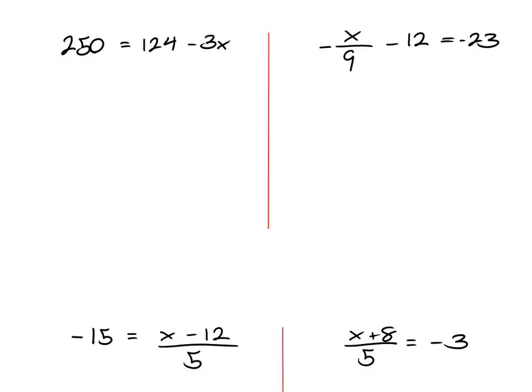And then you have a few more to do. And as you can see, they get a little bit more involved here. They certainly do. 250 is equal to 124 minus 3x. Do you start with this 124? Or do you start with this minus 3? Negative x divided by 9 minus 12 is equal to negative 23. Do you start with this negative 12? Or do you start with this negative 23? All right, pause this video and start working on those. And if you didn't already, the other 2 as well.